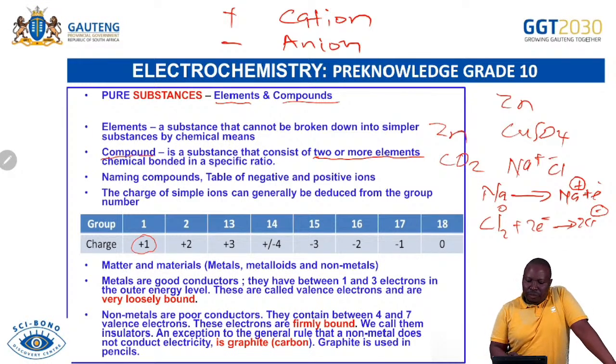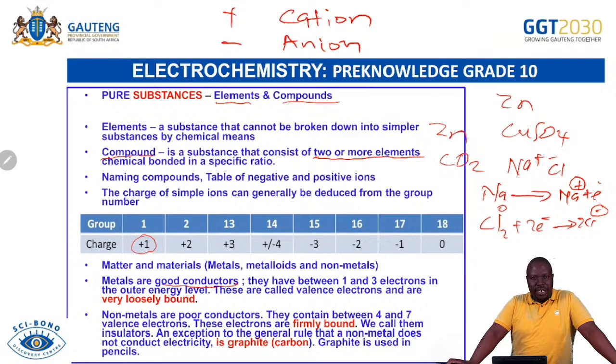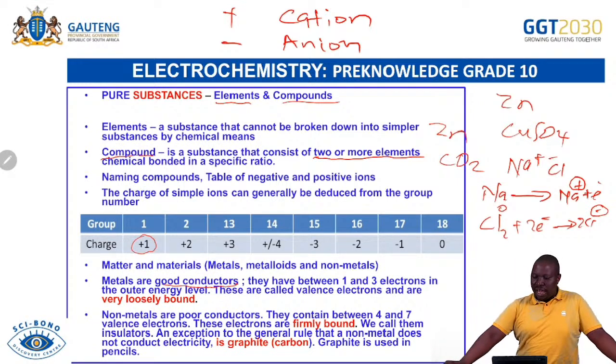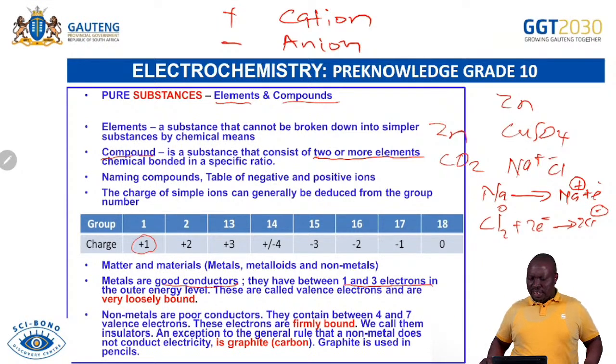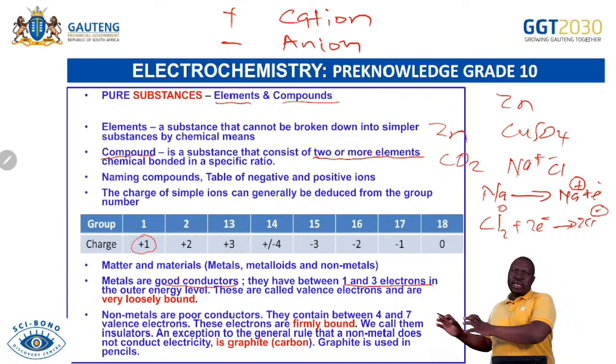Now, as well, you have done metals and materials, which was your metals, your semi-metals, and your non-metals. Remember, metals, we are saying they are good conductors of electricity and heat. So they have between 1 and 3 electrons in the outer energy level. Remember, those electrons, we refer to them as valence electrons. So the electrons in the outermost energy level, we refer to them as valence electrons. So group 1, group 2, group 13 elements, when you see them, you see these are metals. They are more likely to lose electrons.